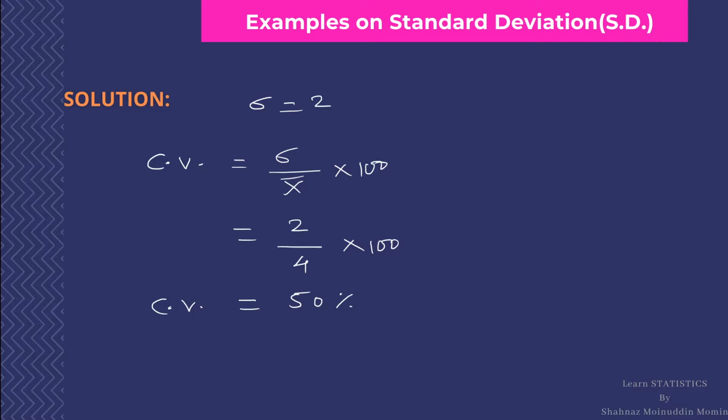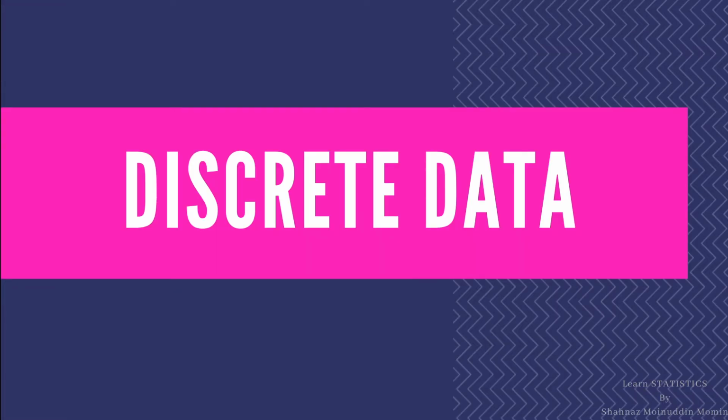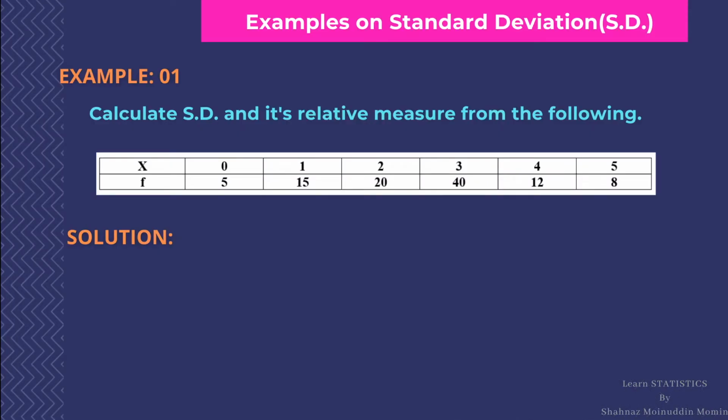Now we shall consider the discrete series of data. In the discrete data, we are given the values and their corresponding frequencies. Here we are given the values x and f. So it is a discrete data. In this case, we want to obtain standard deviation and its relative measure known as coefficient of standard deviation.